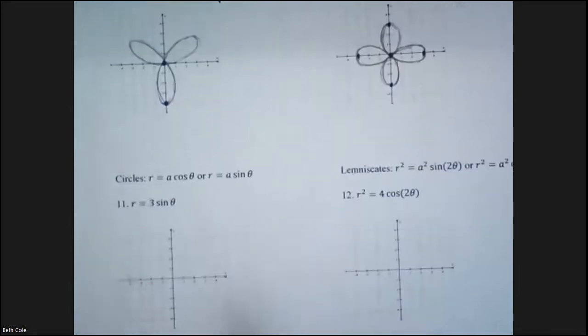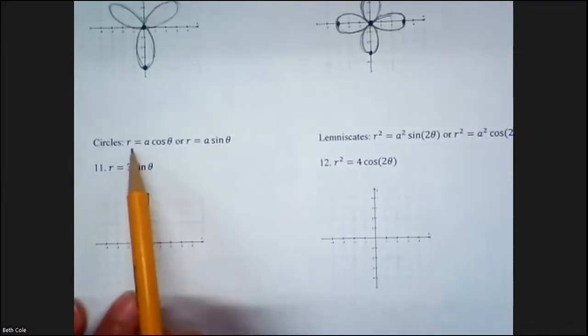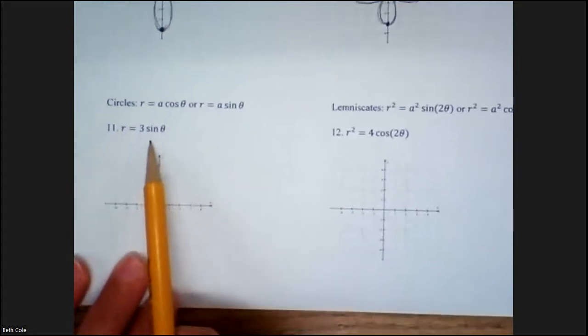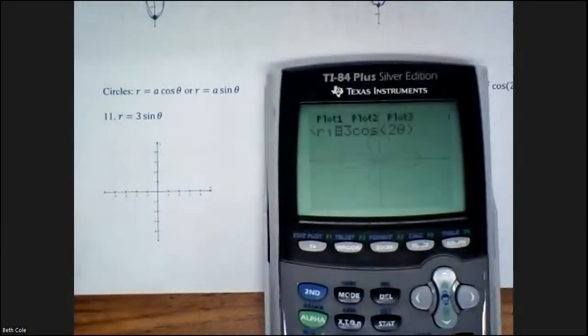Okay. Circles. Now I know we did circles over here. If you just have r equals, that's the radius, and that's gonna just end up being a circle. But they can also be like this, r equals a cosine theta or r equals a sine theta. So here, let's do this one. It's gonna come out to be a circle. It might not look perfectly circular on the calculator because of the pixels on the screen, but it is a circle.